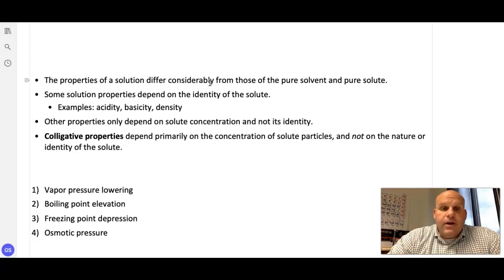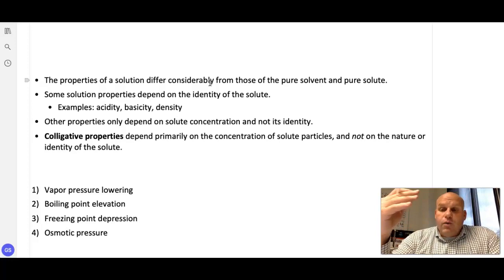So here are the four colligative properties that we are going to cover in this unit: vapor pressure lowering, boiling point elevation, freezing point depression, and osmotic pressure. Now you can probably tell by the names of those how the property for the solution is going to be different than for the pure solvent.